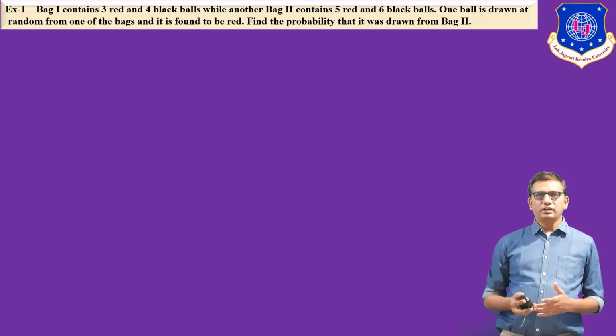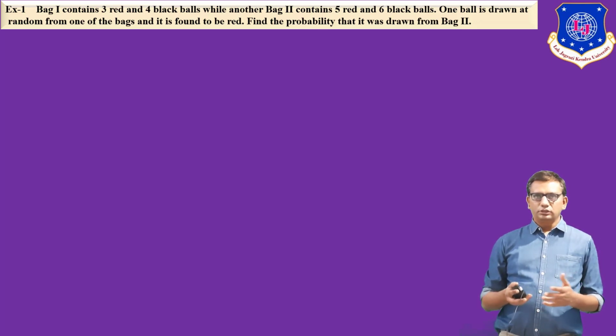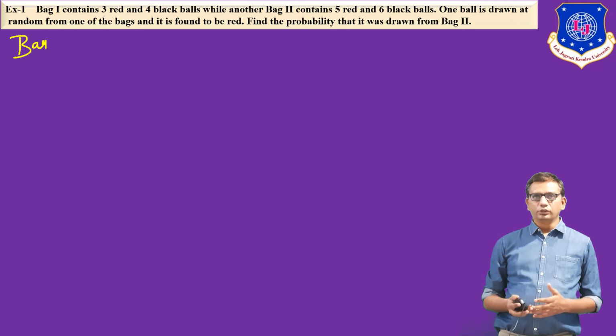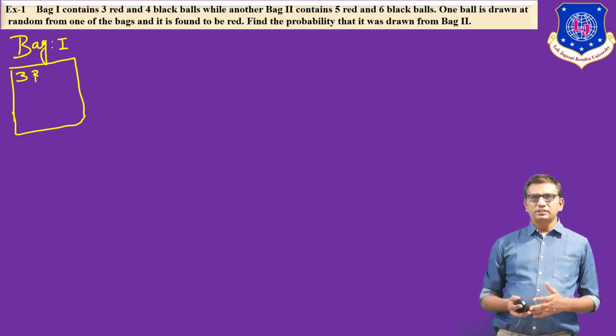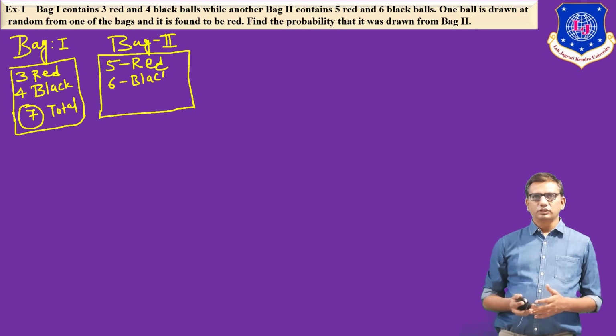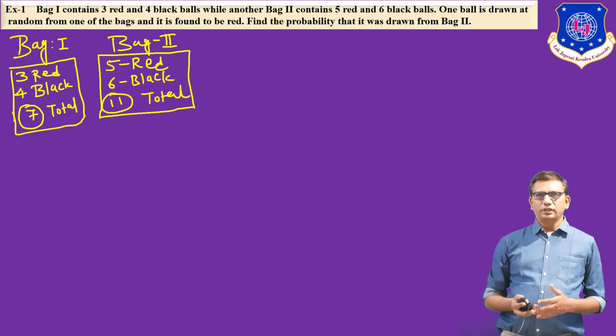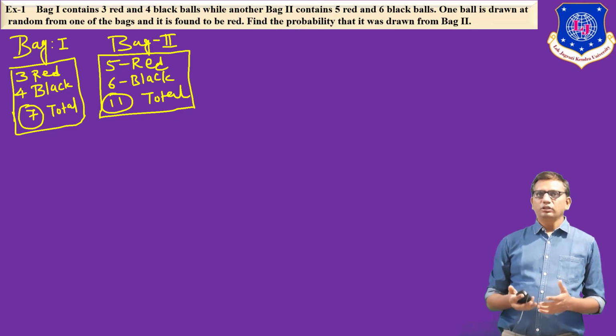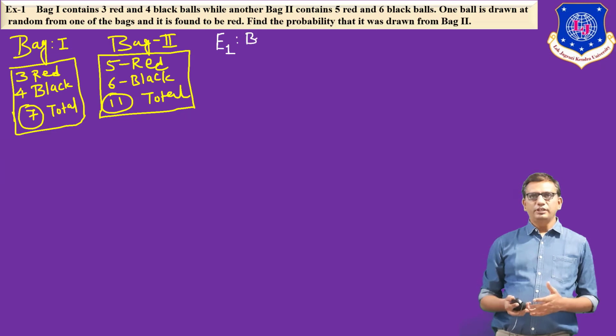Bag 1 contains 3 red and 4 black balls, and bag 2 contains 5 red and 6 black balls. One ball is drawn randomly from the bags, and it is a red ball. We note it, and what is the probability that it is coming from bag number 2? So here bag 1 contains 3 red and 4 black balls, total 7 balls. Bag 2 contains 5 red and 6 black balls, so finally 11 balls. Now we want to find the probability that the selected red ball is coming from bag number 2. That is the posterior probability.